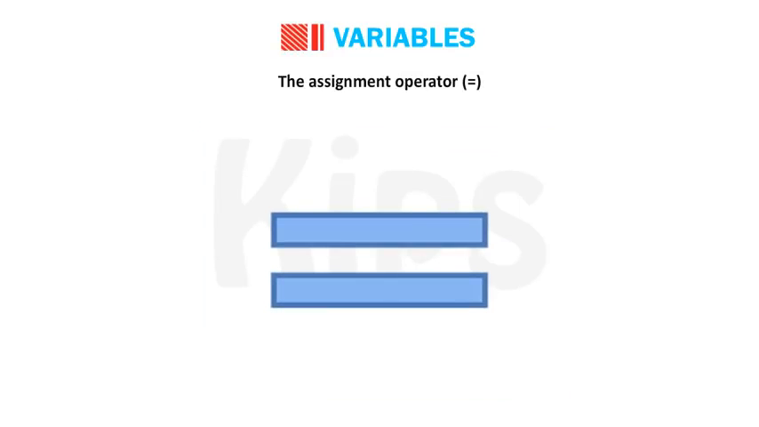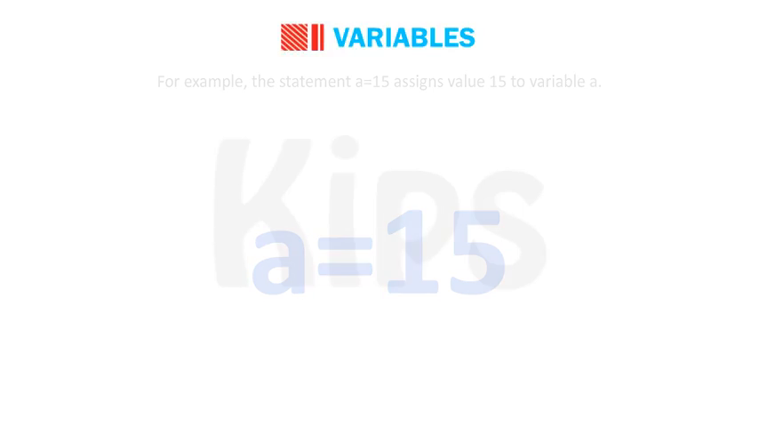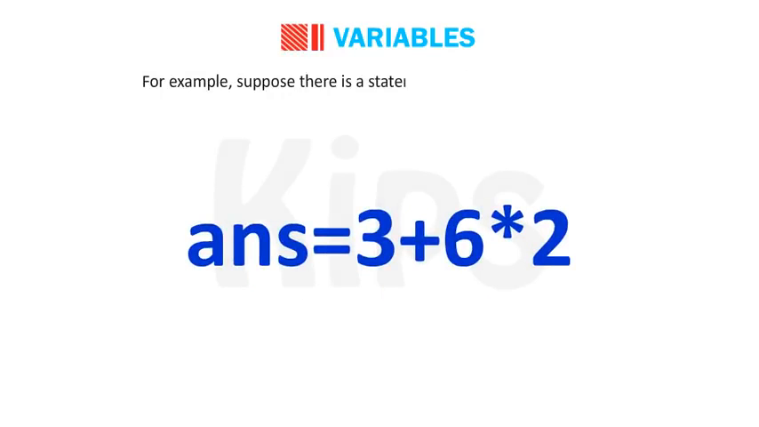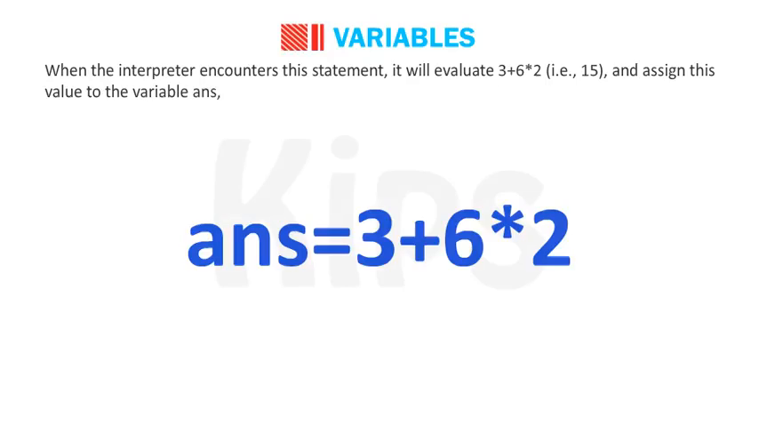The assignment operator. Values are assigned to variables using the assignment operator equal to. For example, the statement a = 15 assigns value 15 to variable a. For example, suppose there is a statement ans = 3 + 6 * 2 in a program. When the interpreter encounters this statement, it will evaluate 3 + 6 * 2, that is 15, and assign this value to the variable ans.